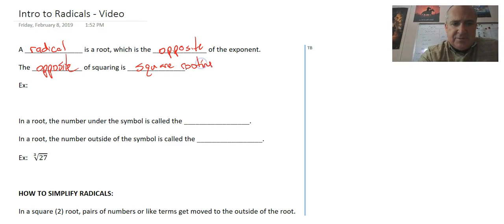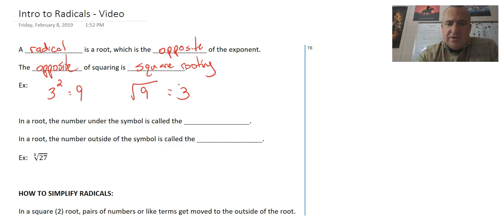So in the last chapter, we talked about taking exponents, we talked about squaring things. Now we're going to talk about doing the opposite, which is square rooting. So for example, 3 squared, which means 3 times 3, which is 9. The opposite of that would be the square root of 9. The square root of 9 is 3. That's the way it works.